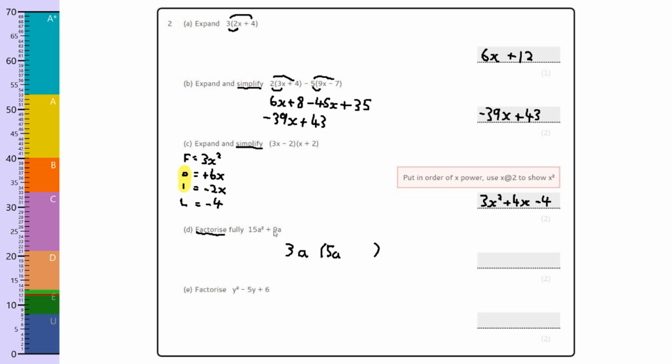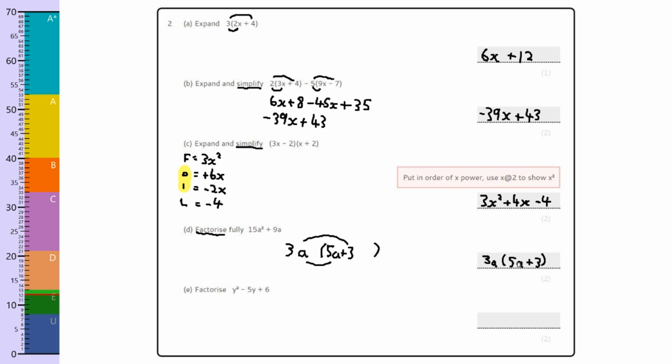Then moving on, 9 divided by 3 is 3. And then a divided by a is 1, so 3 times 1, which is just 3. If you want to check it, do smiles and rainbows or whatever method you want on that. 3a times 5a is 15a squared, well that works, and 3a times 3 is 9a. So I know that's the correct answer, so it's going to be 3a brackets 5a plus 3.